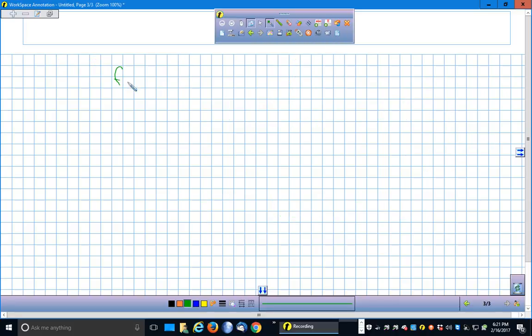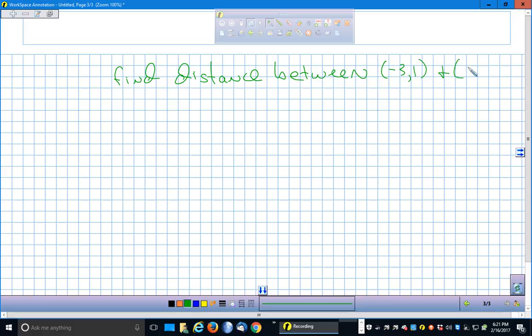What's nice about the distance formula is that all you have to do is plug it into the formula, and you don't have to worry about drawing a picture or the Pythagorean theorem and all that. So say I want to find the distance between the points -3, 1 and 4, -2. All I have to do is plug and chug.